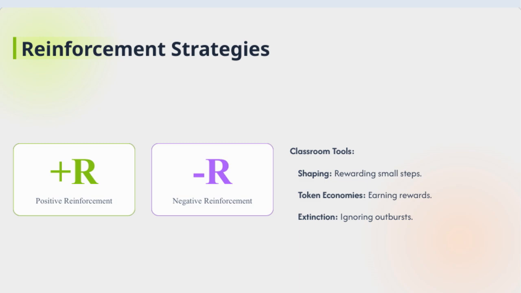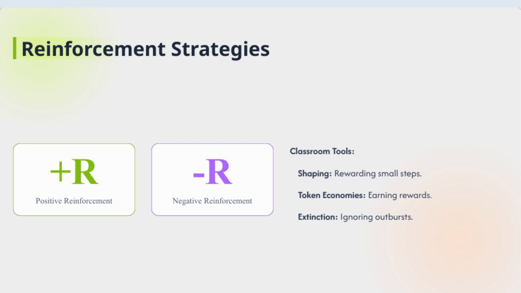Next, we have token economies, which are really effective in encouraging positive behavior. In this system, students earn tokens or points for desired behaviors, and these tokens can later be exchanged for rewards. It creates a clear link between actions and consequences, motivating students to stay on track. Shaping is another important concept. It involves rewarding small steps toward a larger goal. So, instead of waiting for a perfect behavior, we acknowledge and reinforce incremental progress.